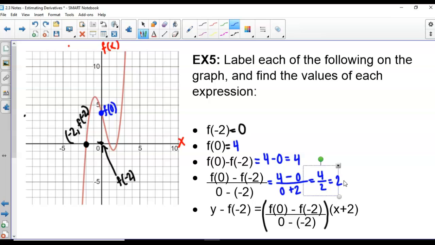How would I label this? What does it look like on the graph? Or what does it represent? What is that on our graph? It's our slope between the point 0, f of 0, and negative 2, f of negative 2. So, it's the slope of this little line right here.